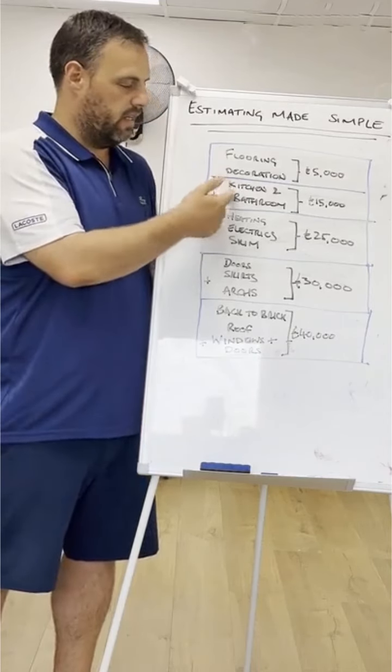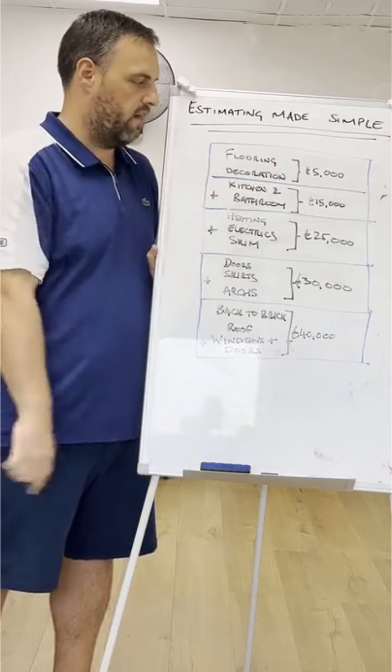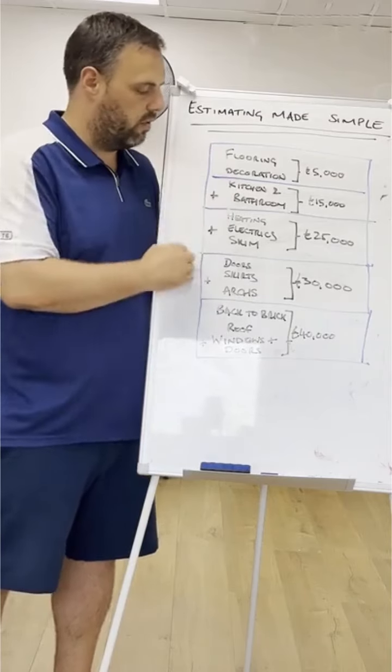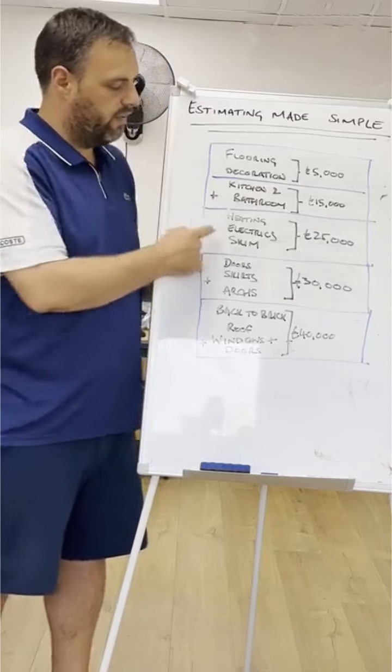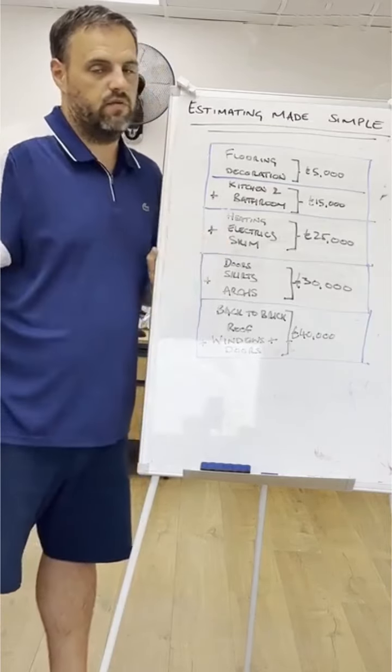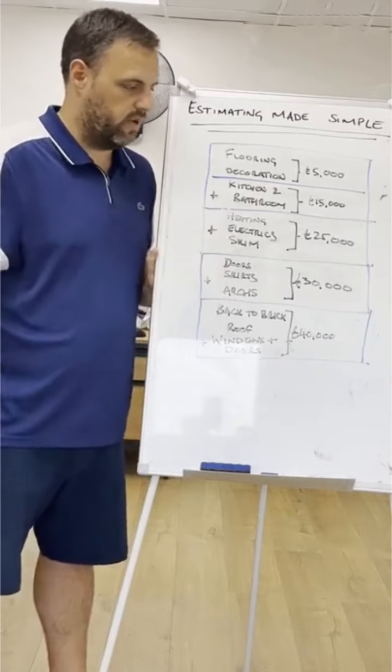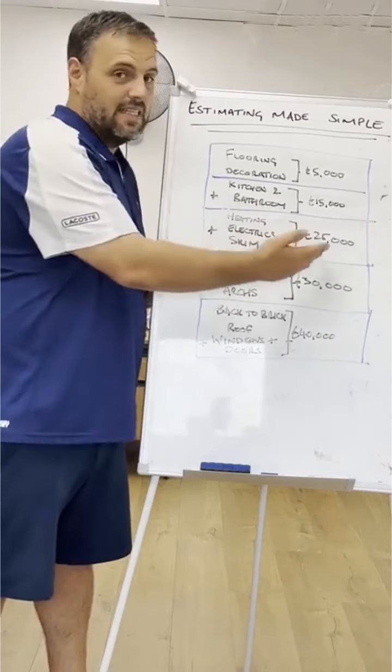And when you're doing that, you're probably going to have an old kitchen, an old bathroom, which means you're going to change the flooring and decoration. You're probably going to have to rewire it while you're doing it. And if you're doing all that stuff, you're definitely going to have to re-skim it because you're going to make a mess when you're doing it. So it's easy then to see.